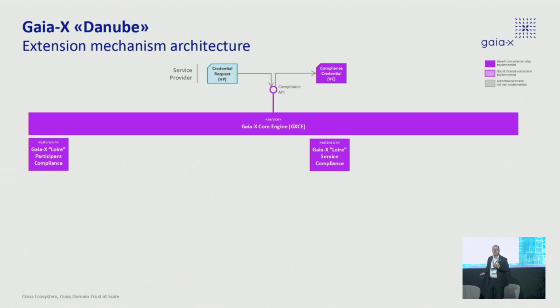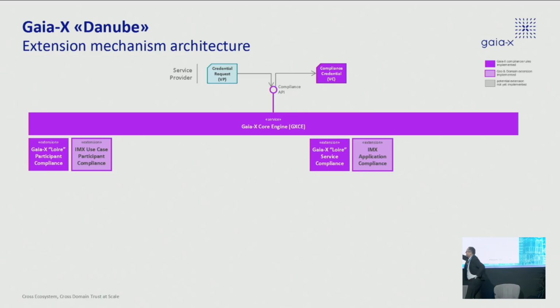We call that extensions, following the geography and domain extension sprint. We simply call the actual compliance engine, the code where the rules are checked, extensions. And the purple things, you remember, have already been implemented by Gaia-X, by the lab team. So the Loire participant compliance and service compliance is up and running.